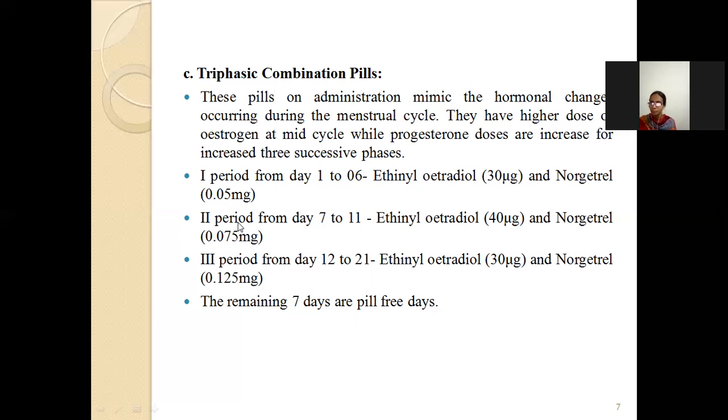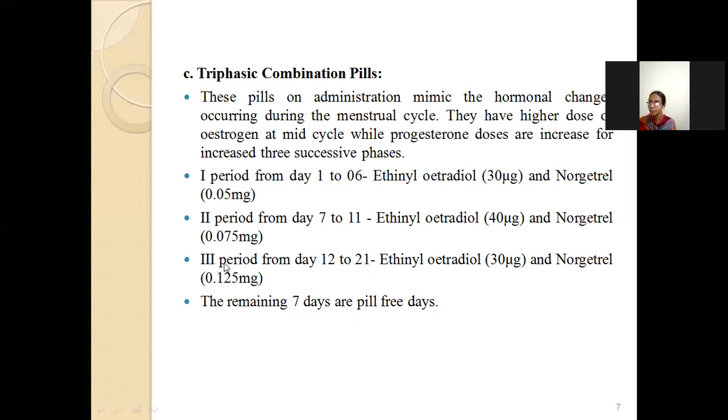So in period 2, from 7 to 11 days, the estrogen in the second phase, I said no, it will increase. Estrogen at the mid-cycle will increase. Mid-cycle here is the second period. So in the second period, it increases from 30 to 40 micrograms. And the progesterone level also increases, to 0.075 mg.